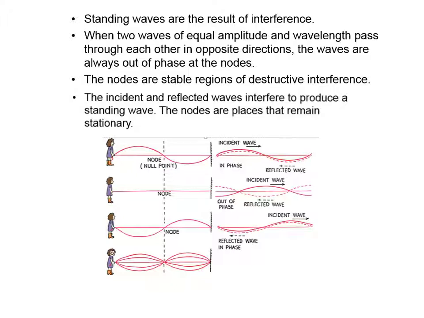So the reason we get standing waves at all is because of interference. When two waves of equal amplitude and wavelength pass through each other in opposite directions, the waves are always out of phase, right, at the nodes. These nodes are these stable regions of destructive interference. The incident and reflected waves interfere to produce a standing wave, and the nodes are places that remain stationary.